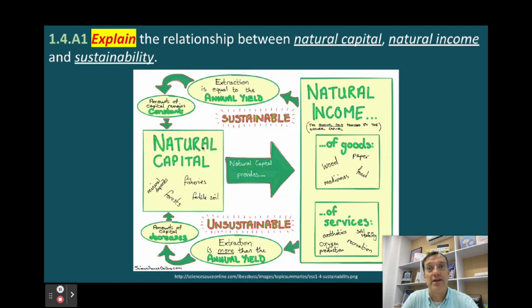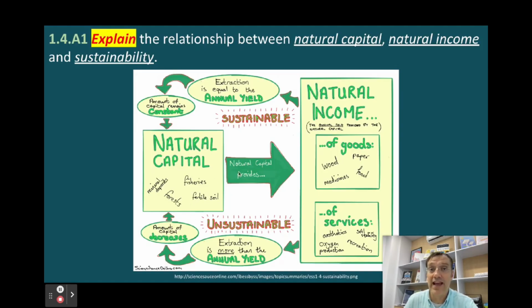So natural capital is the standing stock, or the beginning amount, of a natural resource that we have. And as it grows or increases, that growth or that increase is called natural income. And that natural income can either be goods or services. If we use those goods or services at a rate that is less than the growth, so that the total amount of the natural capital or the standing stock that we had remains constant or increases, that is a sustainable practice.